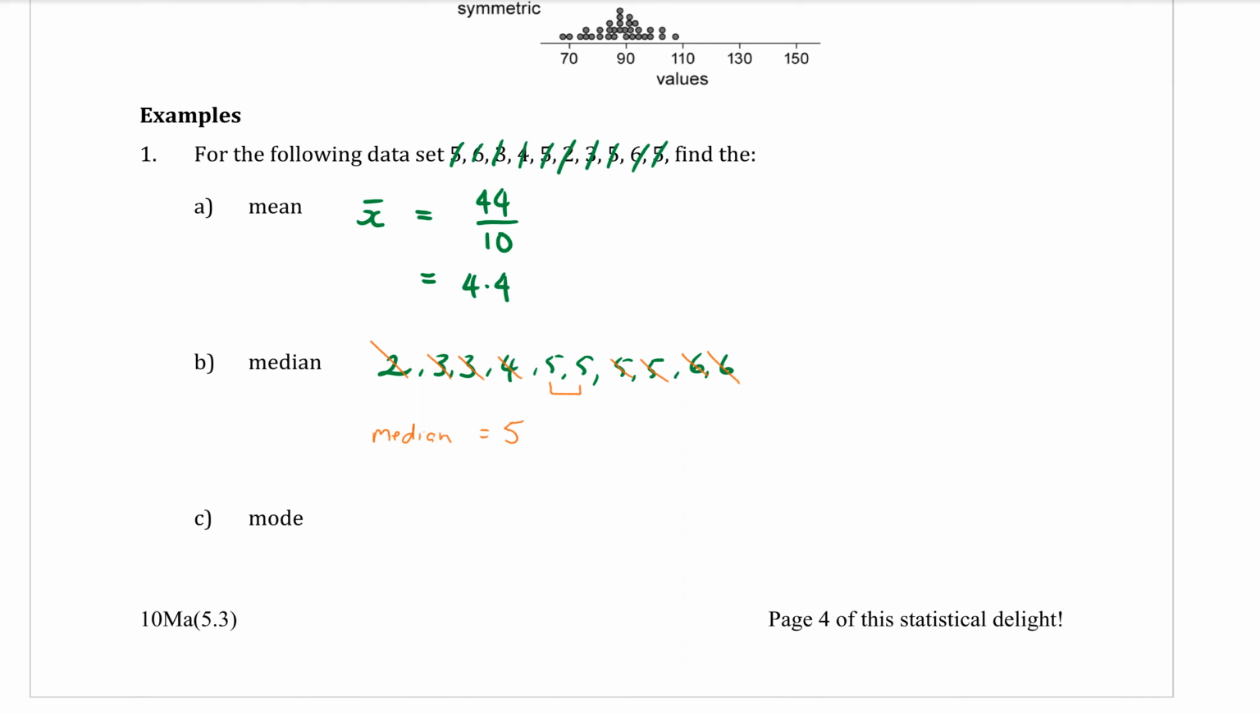If the numbers are different, you average them. So I can still average these. 5 plus 5 divided by 2 is still 5. Okay, you average the 2 numbers.